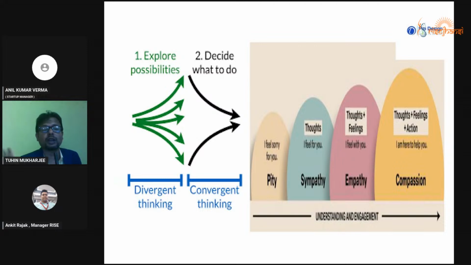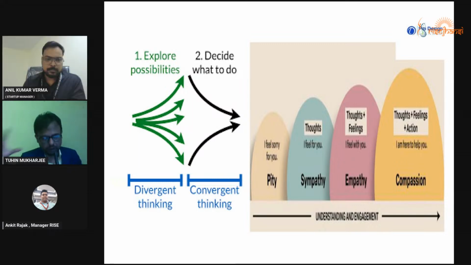So that is called the divergent. From one point to many, meaning one problem, many solutions. And the opposite is convergent: when you have many solutions, from those you have to come to the one which is most feasible and suitable. So it's divergent and convergent thinking in the design process, meaning design thinking.